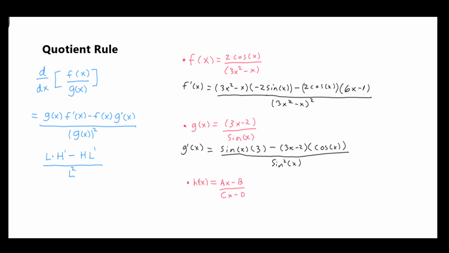Now for this last h of x function, we have these constant values here of ax minus b and then cx minus d. Starting with our lower function, we'll write that out. So we have cx minus d. And then we'll multiply that by the derivative of our higher function, or our numerator. In this case, it's just going to be a, since that's the only one with an actual variable.